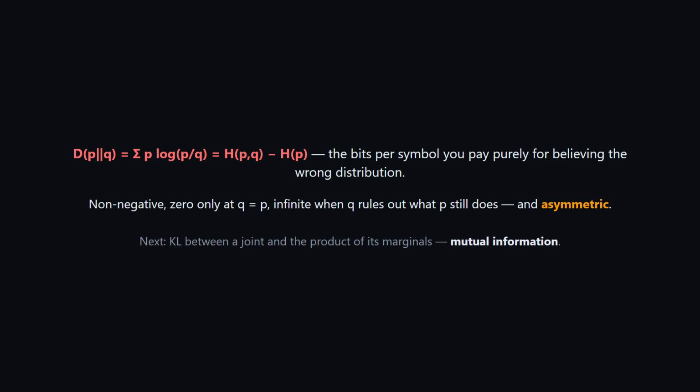Next, point that machinery at a joint distribution. The KL divergence between a joint and the product of its marginals is mutual information, a measure of dependence that catches everything correlation misses.